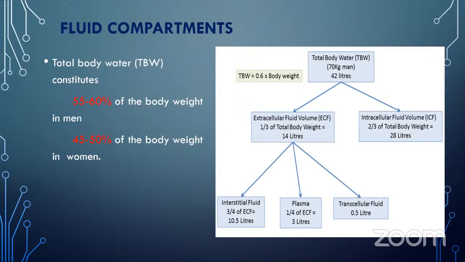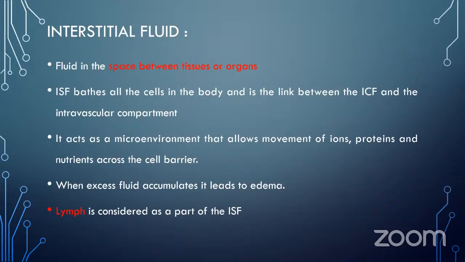So when we talk about interstitial fluid, it is the space between the tissues or organs. It bathes all the cells in the body and is the link between the intracellular fluid compartment and the intravascular compartment. So it acts as a microenvironment that allows movement of ions, proteins, and nutrients across the cell barrier. When excess fluid accumulates, it leads to edema.